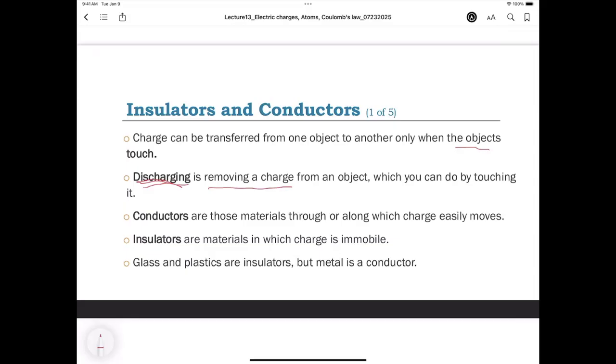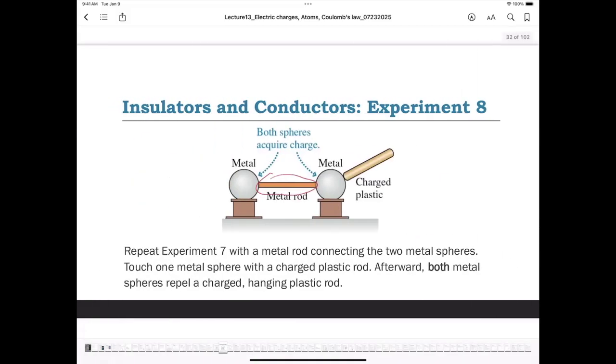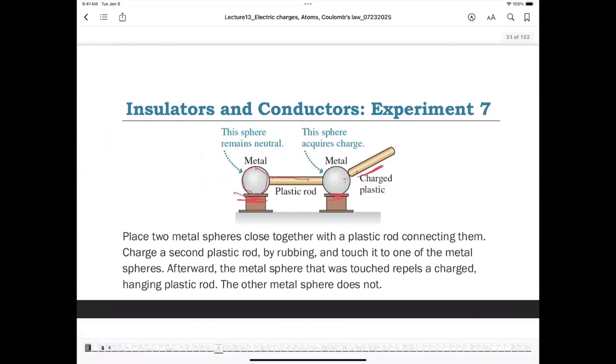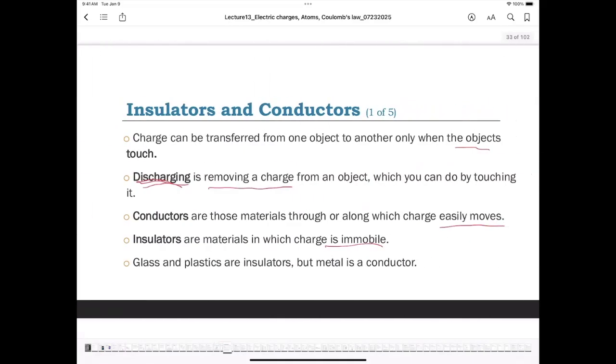Conductors are those materials through or along which charge easily moves, like this metal rod. And insulators are materials in which charge is immobile, like those plastic rods. Glass and plastics are insulators, but metal is a conductor.